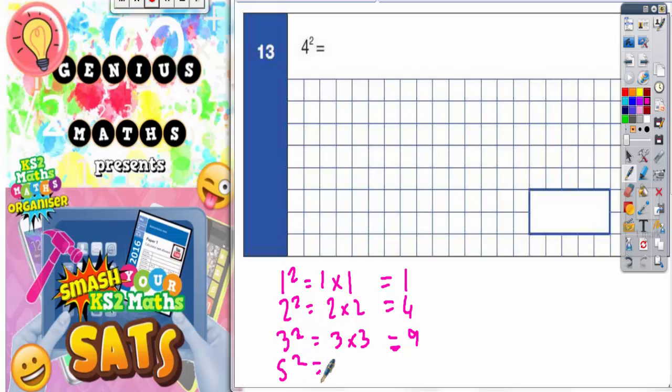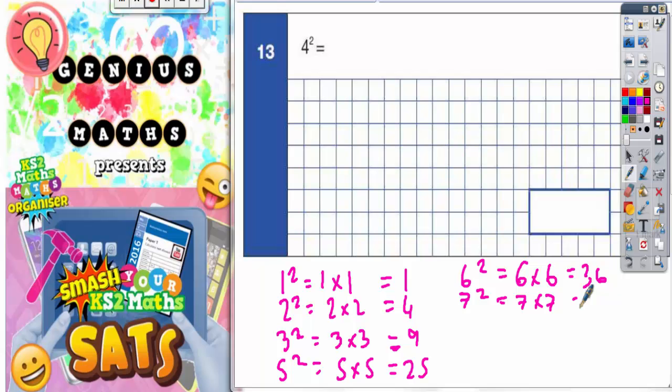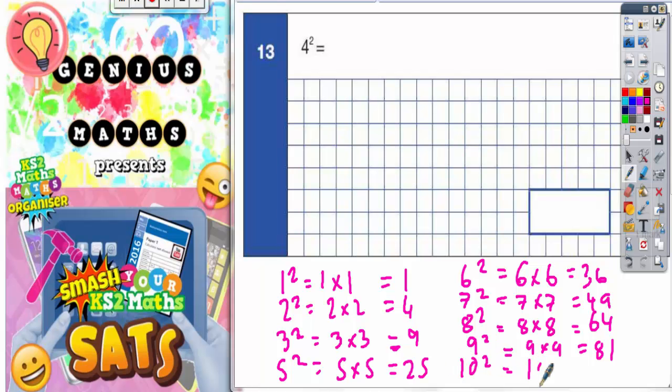5 squared is 5 times 5, 25. 6 squared is 6 times 6, which is 36. 7 squared is 7 times 7, which is 49. 8 squared is 8 times 8, which is 64. 9 squared is 9 times 9, which is 81. And 10 squared is 10 times 10, which is 100.